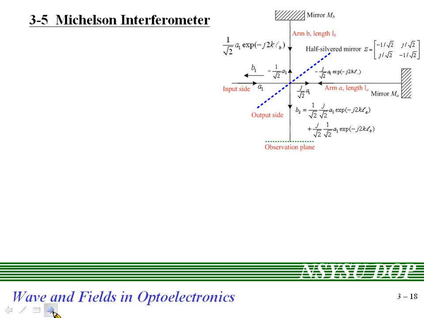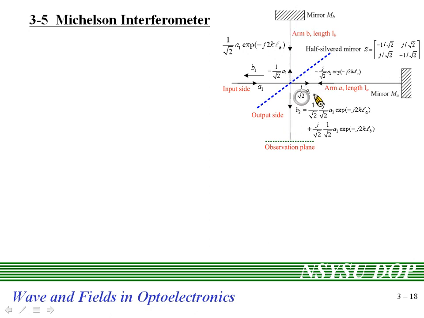The final section of this chapter, I will introduce to you the Michelson interferometer. The Michelson interferometer is formed by one half-transmitted mirror and two reflected mirrors. As incident light hits the half-transmitted mirror, this is the scattering matrix of the half-transmitted mirror. We will induce the two light beams going to the lens LA and the lens LB.